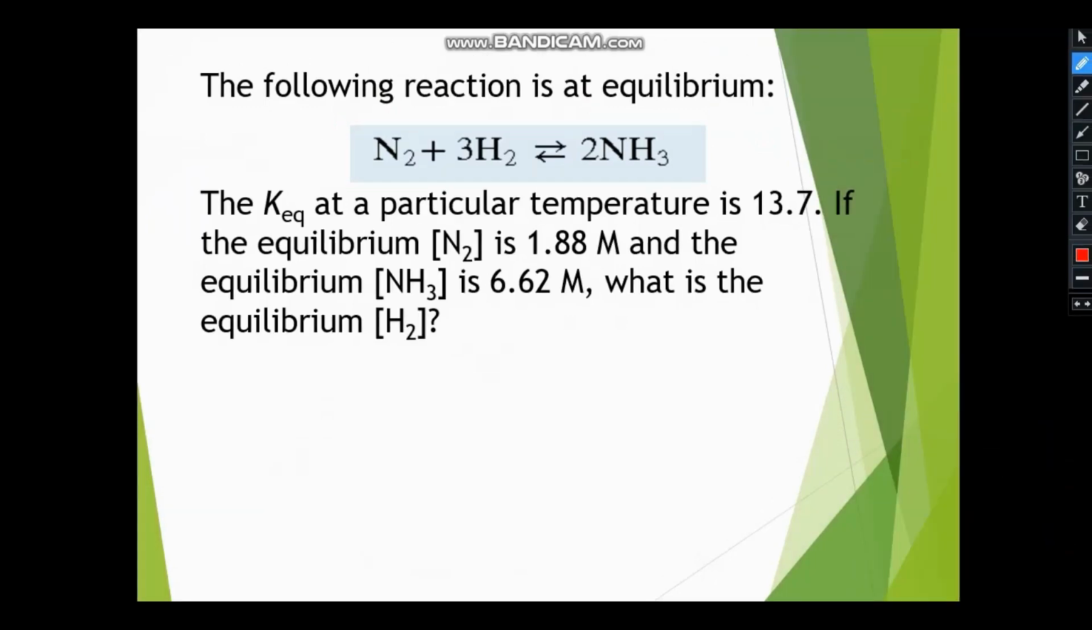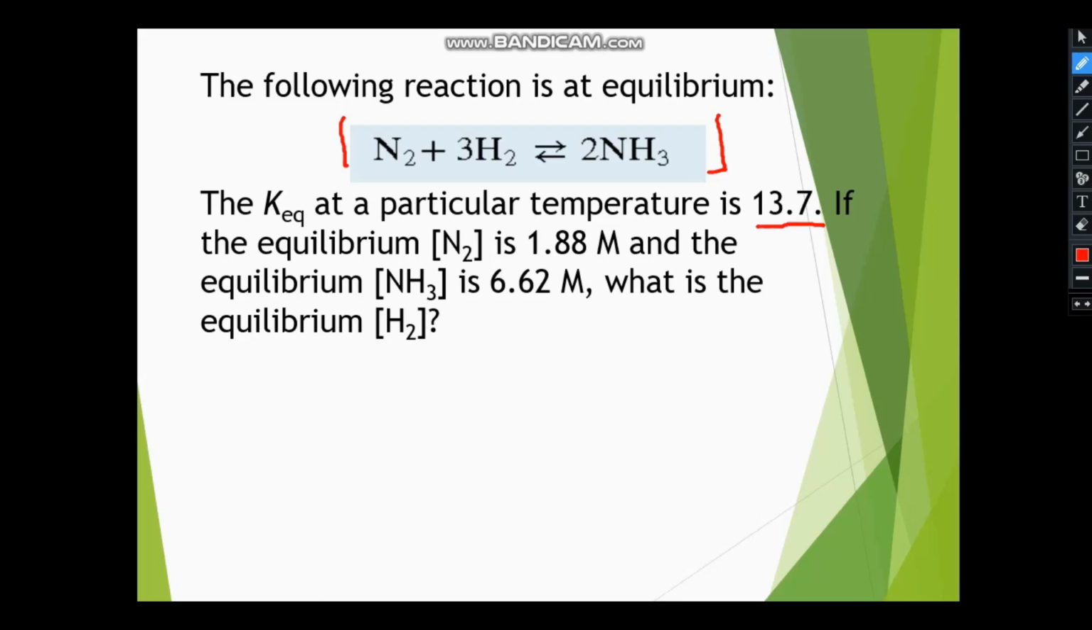The following reaction is at equilibrium. So we have this reaction. They are telling us it is at equilibrium. So the equilibrium constant at a particular temperature is 13.7. And if the equilibrium concentration of nitrogen gas is 1.88 and the equilibrium concentration of ammonia is 6.62, what is the equilibrium concentration of hydrogen? So we want to calculate this missing concentration.